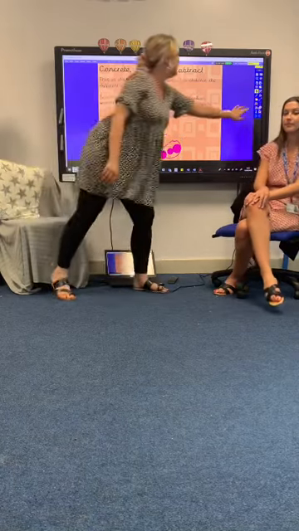So we can see that 6 divided by 2 would equal 3 when it's split into 2 equal groups.